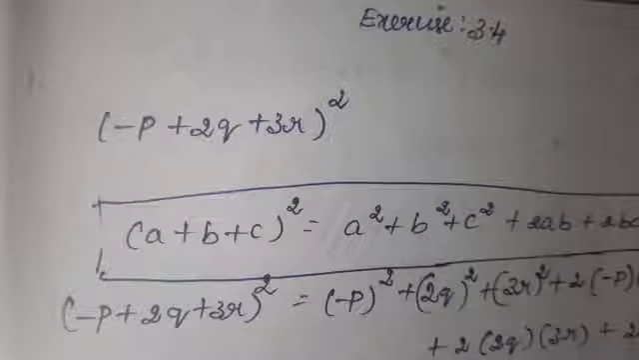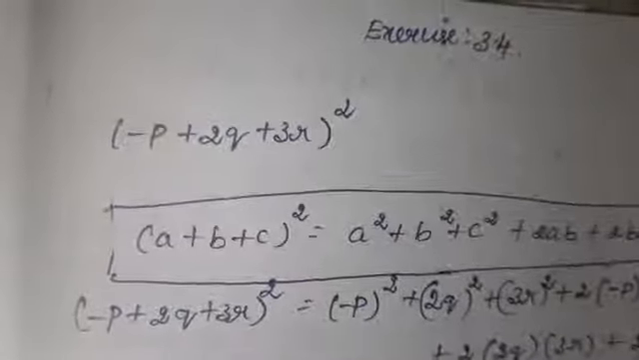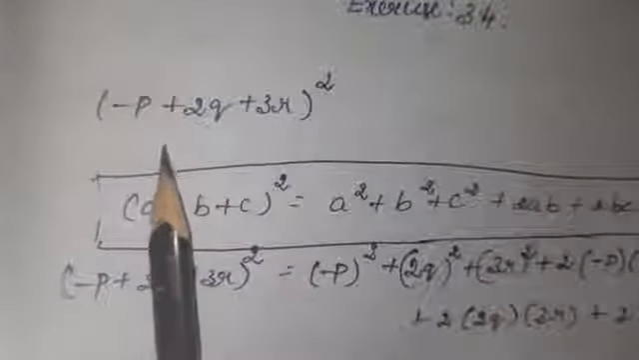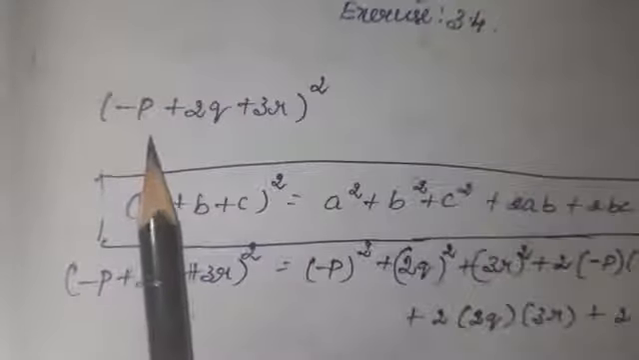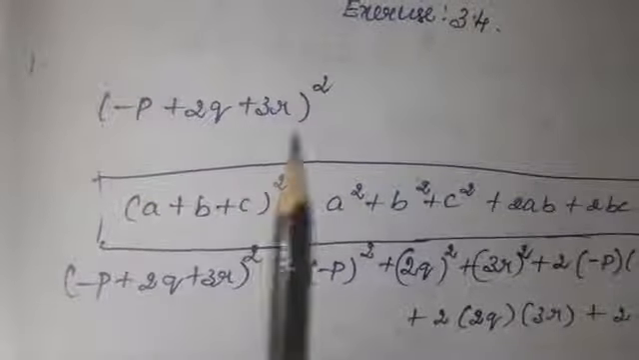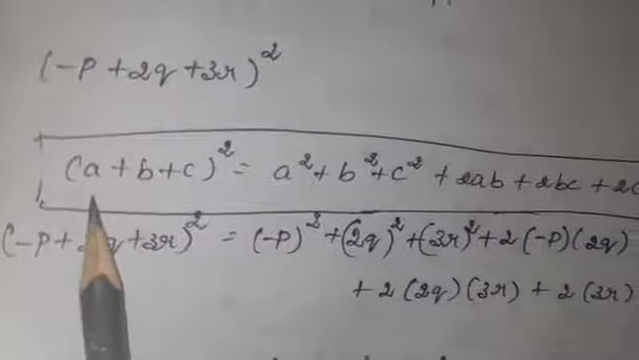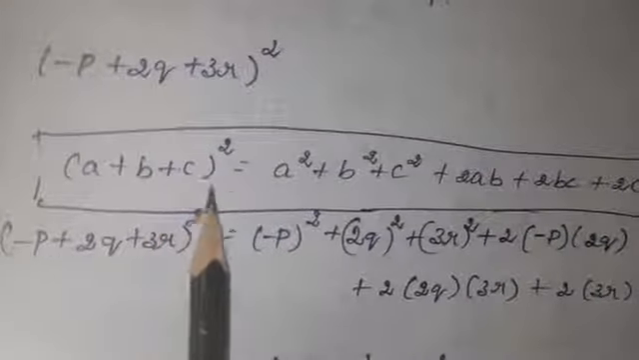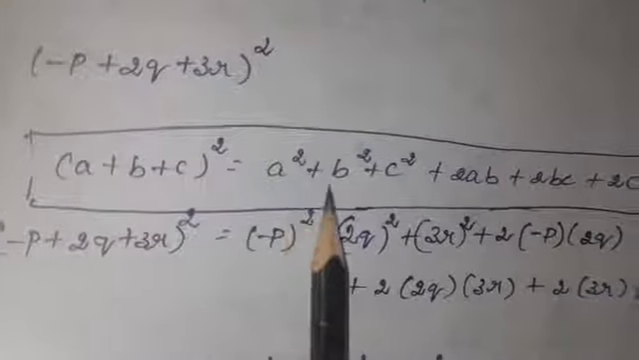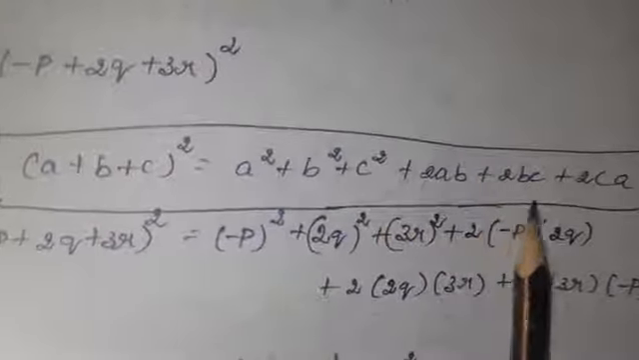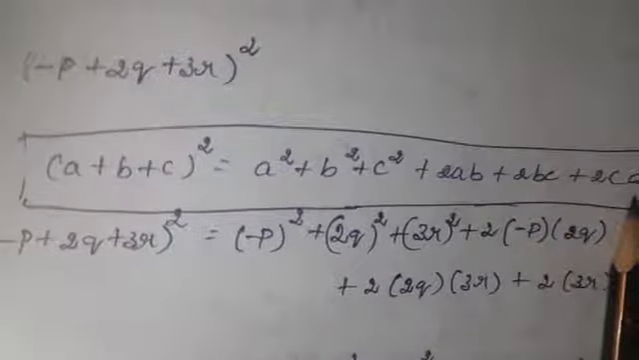Good morning students. Today I am going to revise chapter 3 algebra, exercise 3.4, expand. They have given us a question: (−p + 2q + 3r) the whole square. This question is formula based: (a + b + c) the whole square is equal to a square + b square + c square + 2ab + 2bc + 2ca.